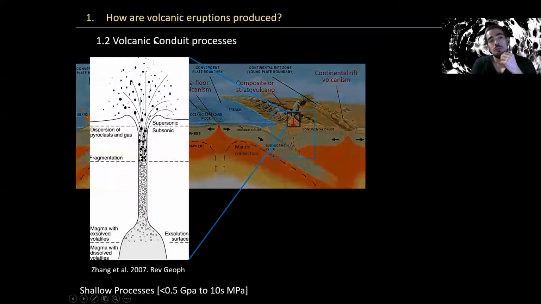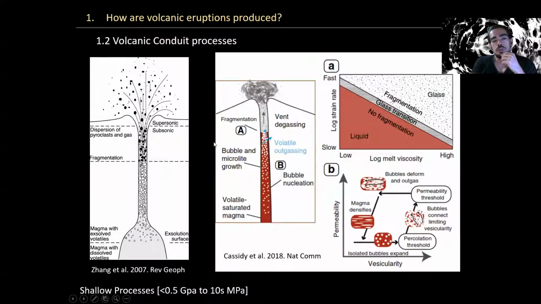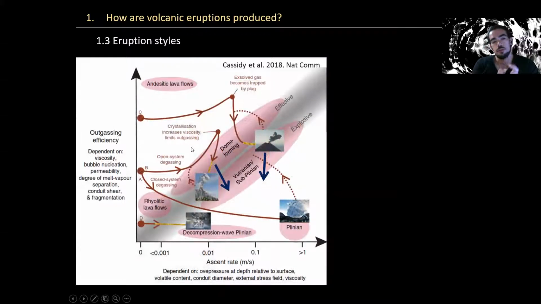So volcanic conduit processes are those processes happening in the last stage of magma transport before an actual eruption is produced. These processes happen during disequilibrium, that is, during magma ascent to the surface before it fragments and explodes, forming an eruption. So depending on how these processes happen, to what extent they influence magma rheology, we will have different results. And these results being different types of eruptions.